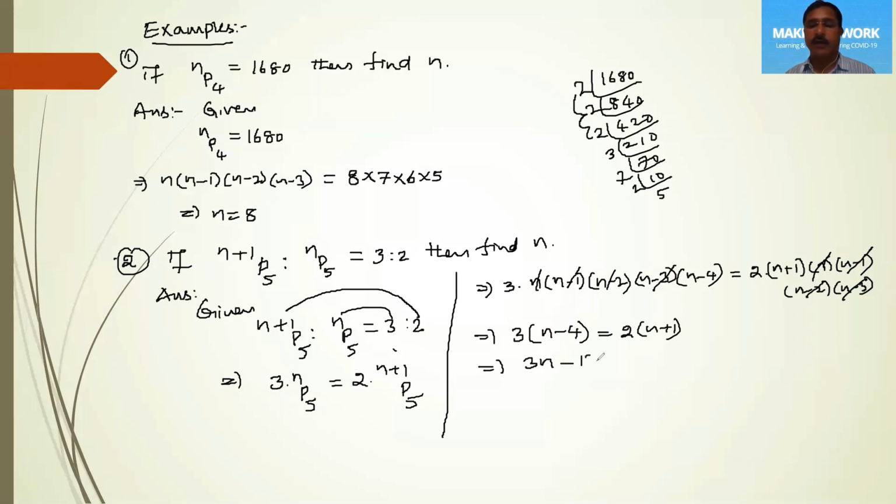3n minus 12 is equal to 2n plus 2. Now rearranging the terms on both sides, when 2n comes to the left hand side, it becomes 3n minus 2n. And when we take minus 12 to the right hand side, it becomes plus 12, 12 plus 2. Therefore, n is equal to 14. So the value of n in this question is 14.